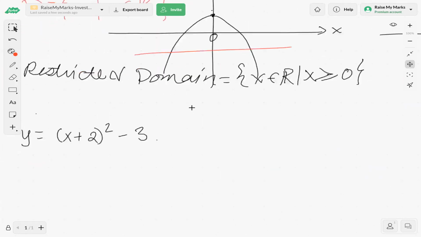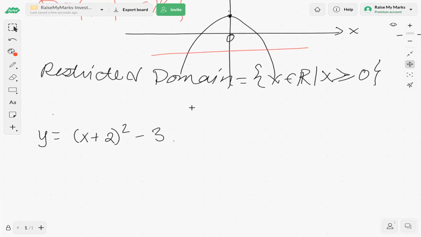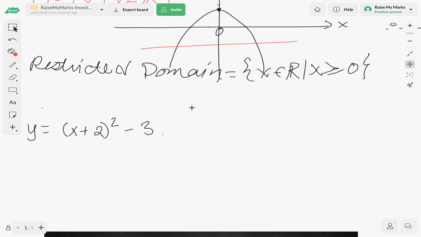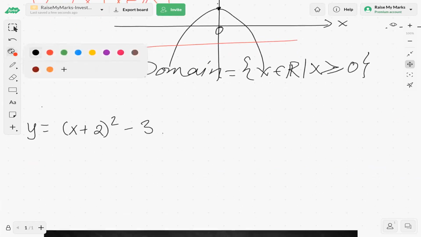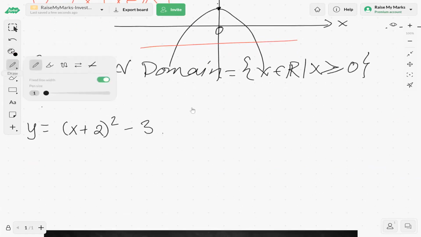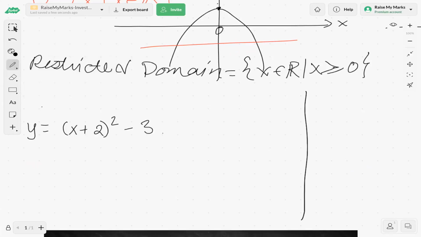All right, let's try one more. We have this function y equals (x plus 2) all squared minus 3. Again, this is a parabola. Let's graph it to see what it looks like on its domain. We know the domain for any parabola is the set of all real numbers.